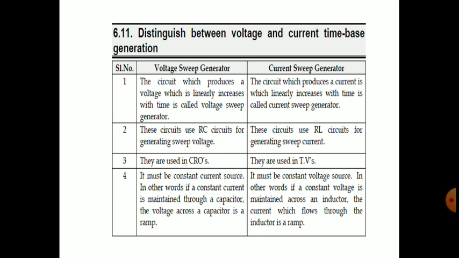So in both circuits, RC and RL, there should be a constant current source and a constant voltage source respectively. The output current or output voltage across the device will be in ramp shape.